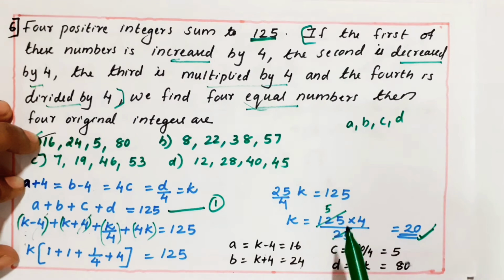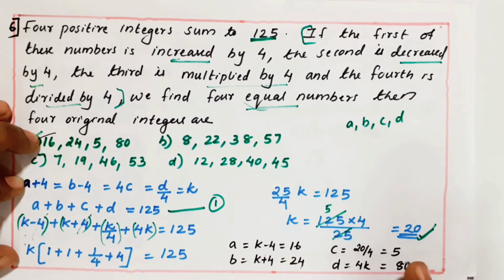That is K equals 125 into 4 by 25. 125 and 25 get cancelled and we get 5. 5 4s are 20. It means I got the value of K as 20.